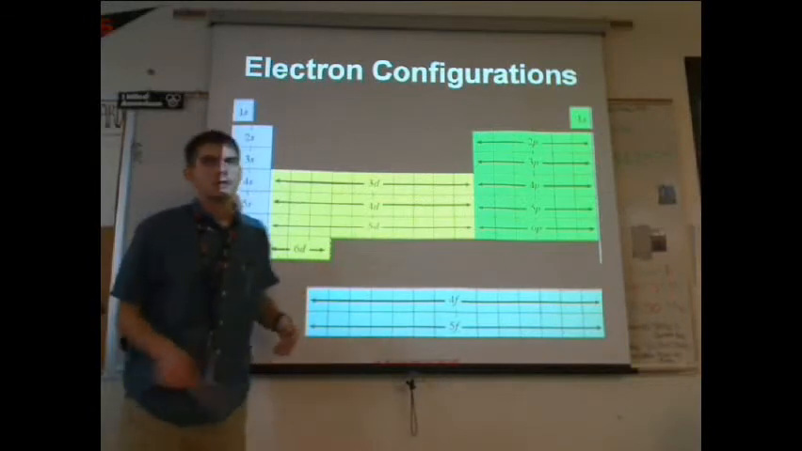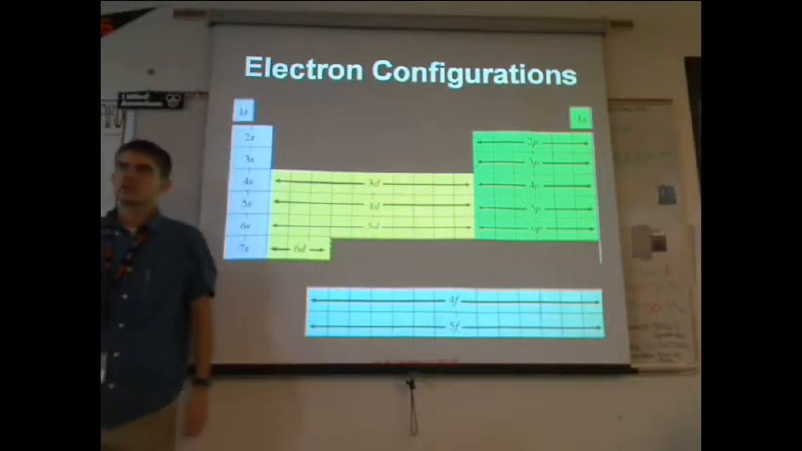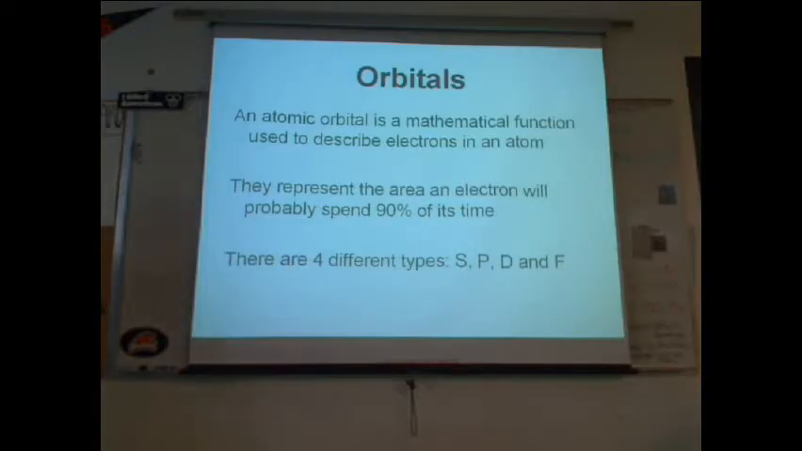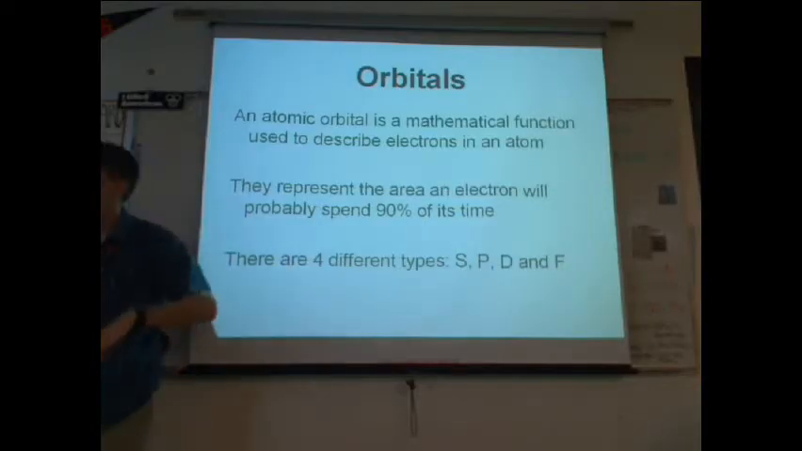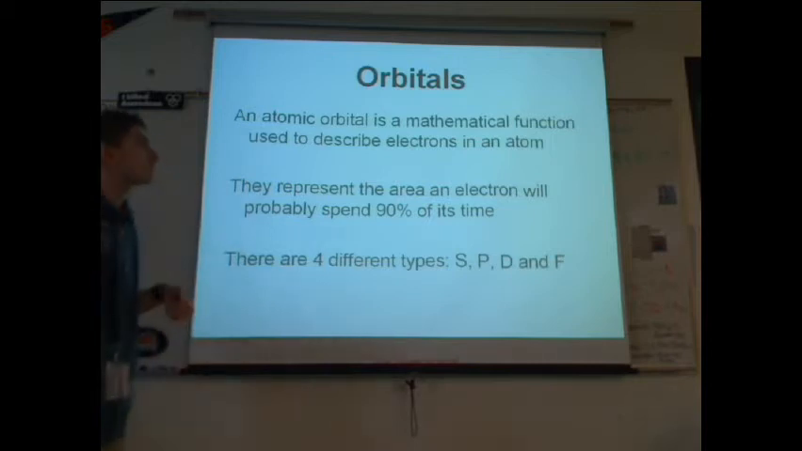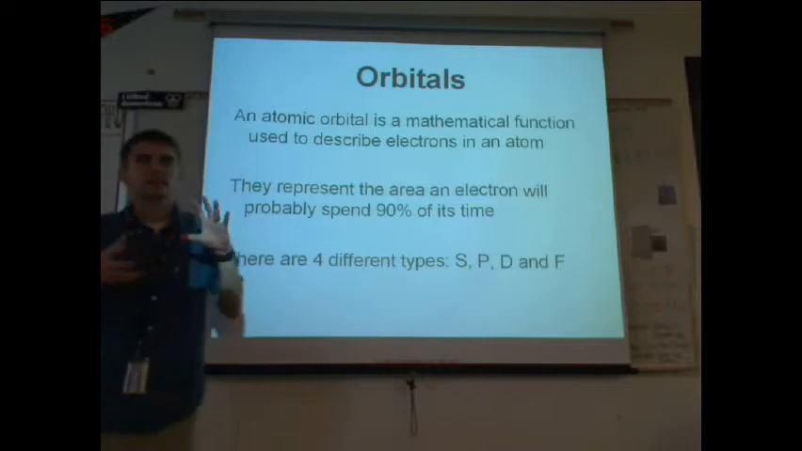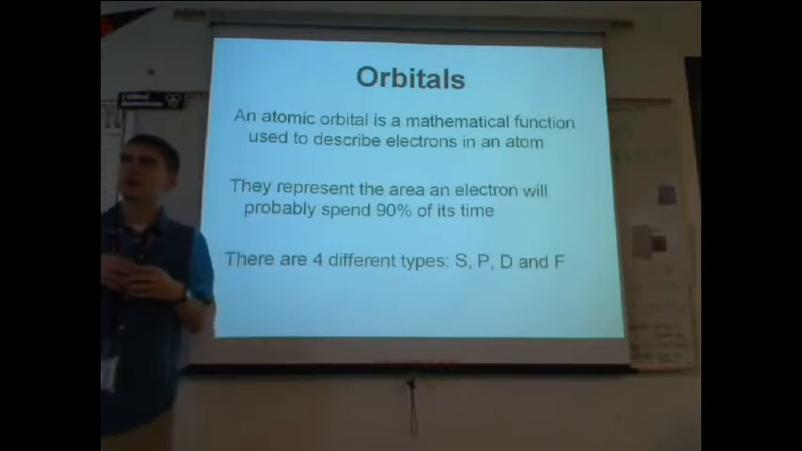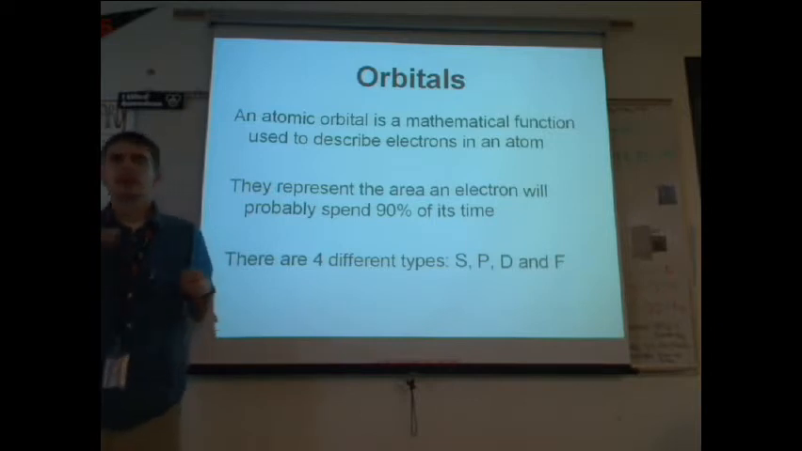Alright, so this is Electron Configurations. This is proficiency number 1. So instead of orbits, we have orbitals. And what they are is a mathematical function, really. But basically it's a way to represent where electrons probably spend 90% of their time.